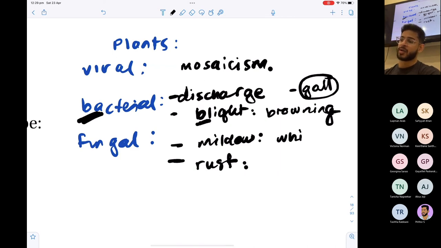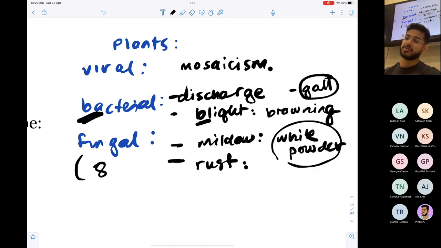Mildew is white powder on the leaf. White powder. Now, this is the most important because fungal infections make up 80% of plant infections. They're super high yield. Does that make sense? Super high yield.